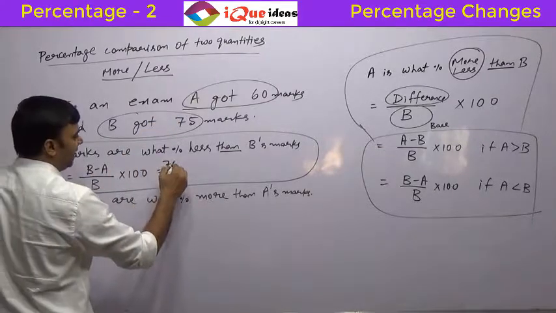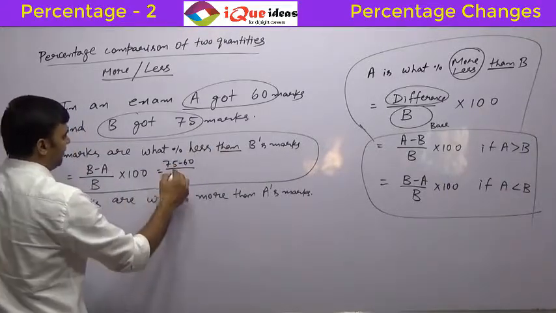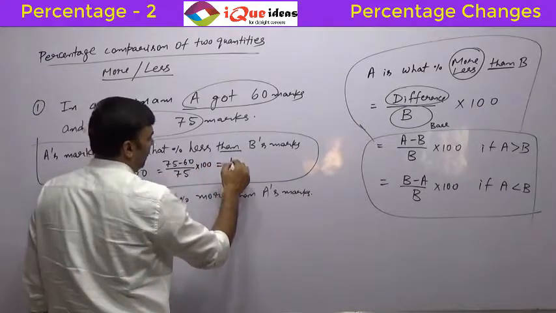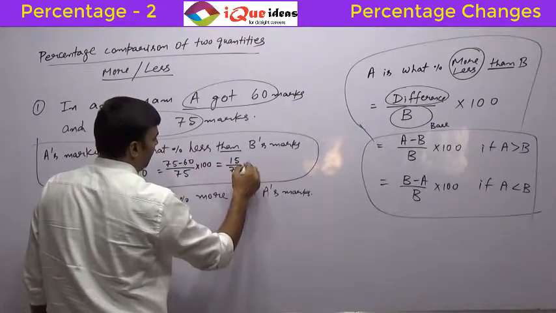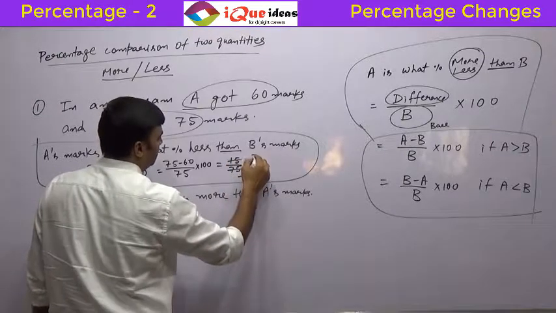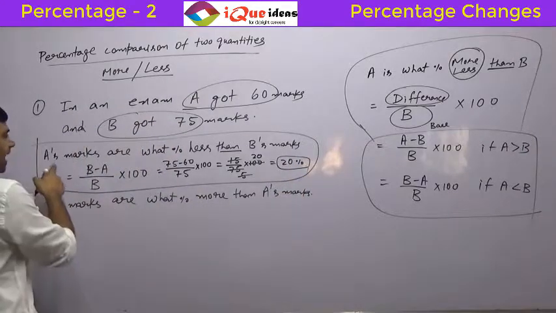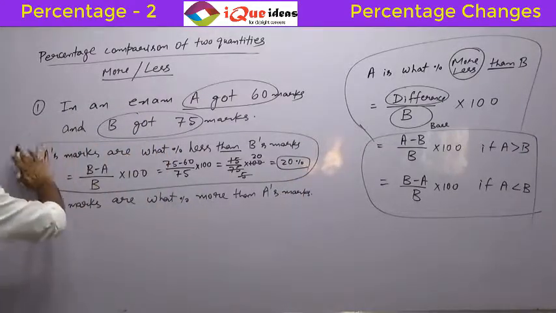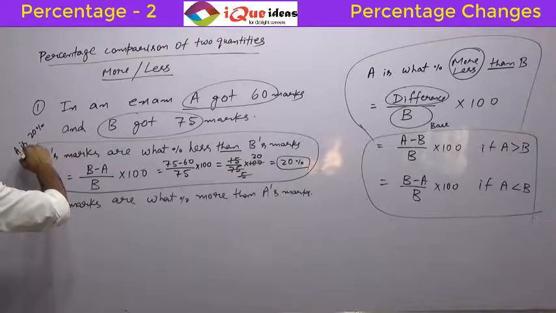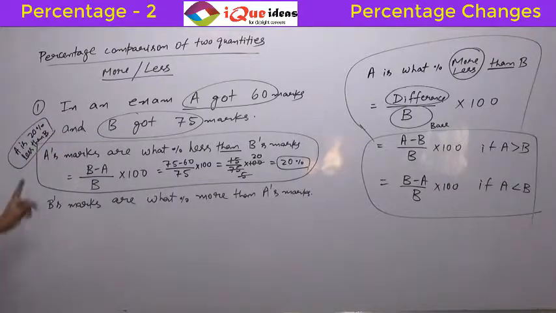So it is 75 minus 60 divided by than B, so it is 75 into 100. Now 75 minus 60 is 15 upon 75 into 100. Now 15 cancels 75 5 times. 5 cancels 100 20 times. So the answer is 20%. So we say that A is 20% less than B. Okay, the base is B.